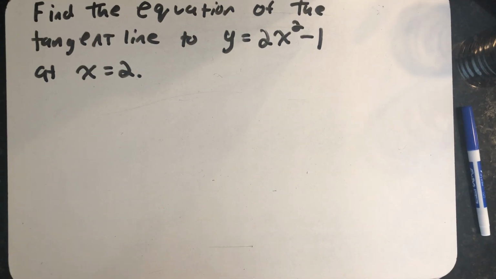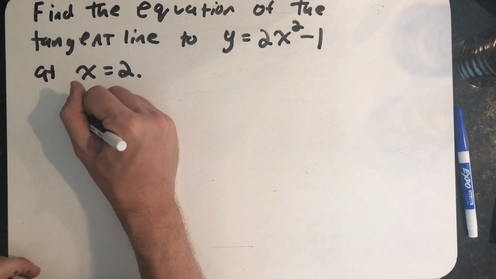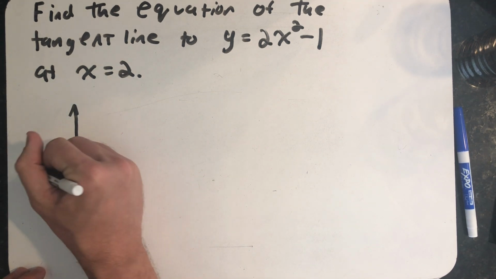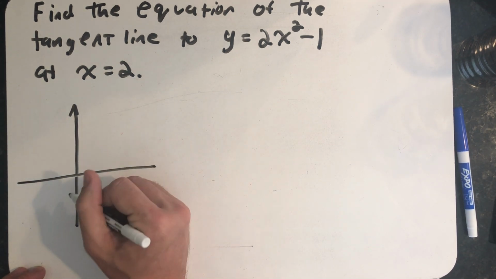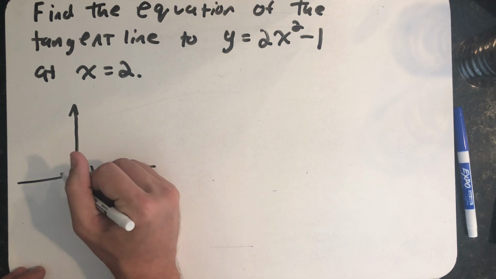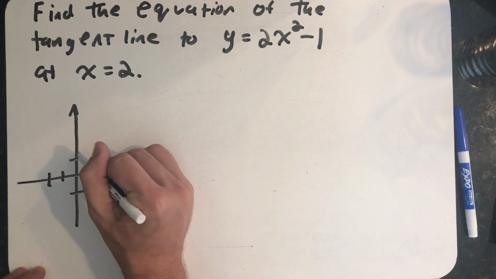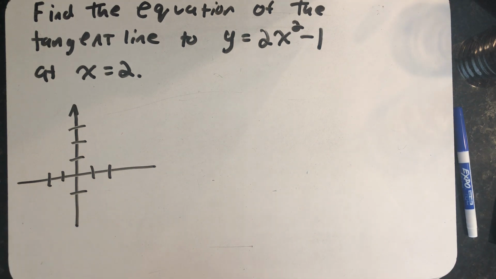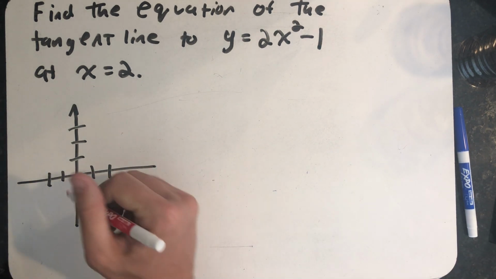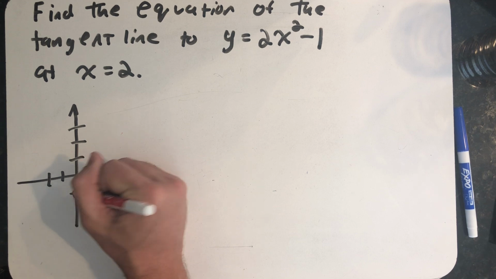Let's find the equation of the tangent line of y equals 2x squared minus 1 at x equals 2. Well, I'm going to start by graphing that function, just so I can have a visual idea of what's going on. I know I'm going to graph a parabola, so let's just see what it looks like. It's the graph of y equals x squared shifted down 1 unit and stretched vertically by a factor of 2.